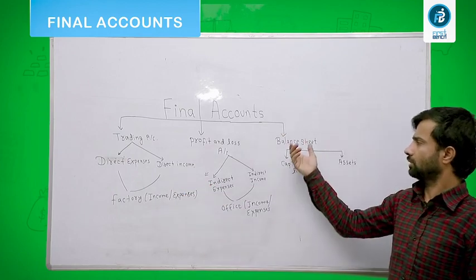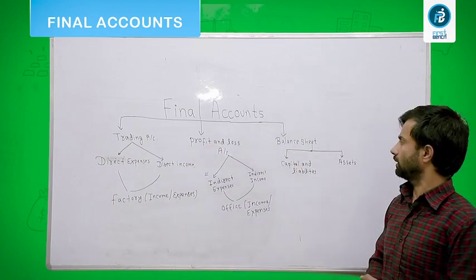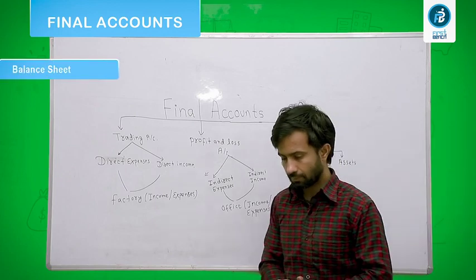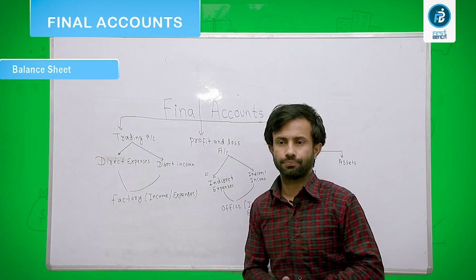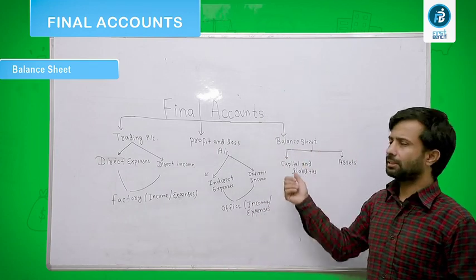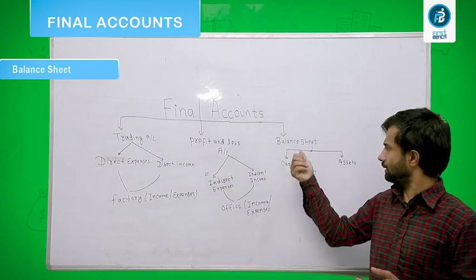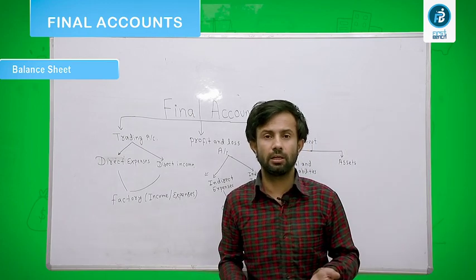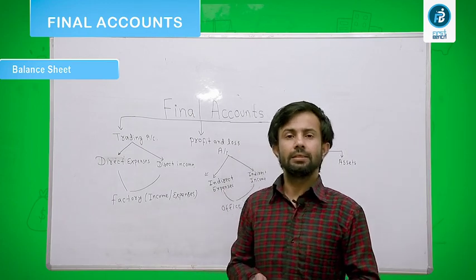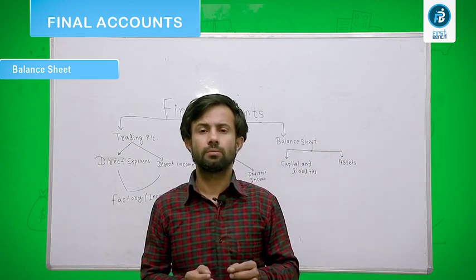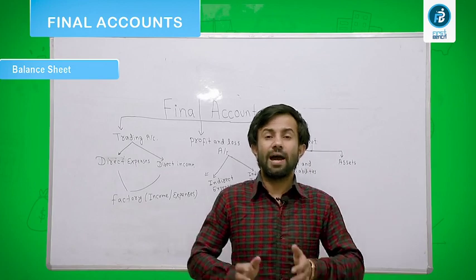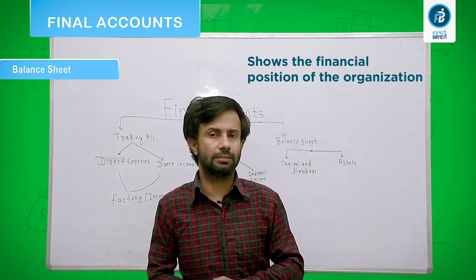Okay, now let's talk about the third component of the final account. This is the balance sheet. Balance sheet means what? The name already says it: no need to arrange, the balance sheet is already balanced. The balance sheet is one part of the final account. We show the financial position of the organization.